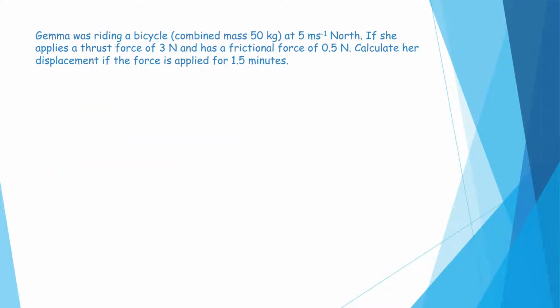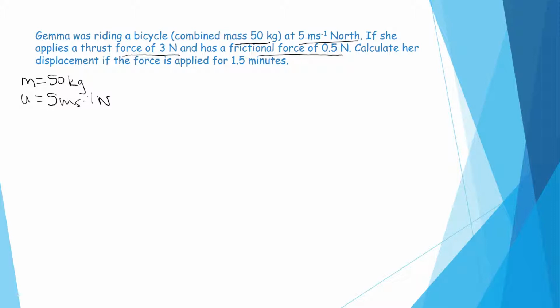Let's look at our first example. Gemma was riding a bike, combined mass of 50 kilograms. So I'm going to write that down. The initial velocity is 5 meters per second north. If she applies a thrust force of 3 newtons and has a frictional force of 0.5 newtons, calculate her displacement if the force is applied for 1.5 minutes.